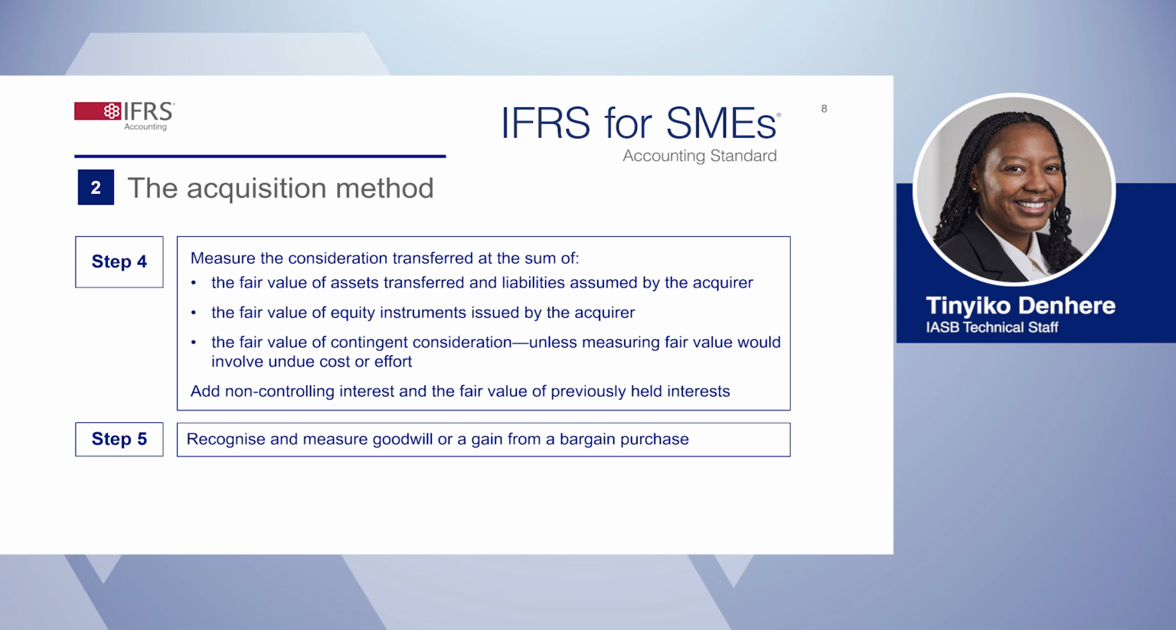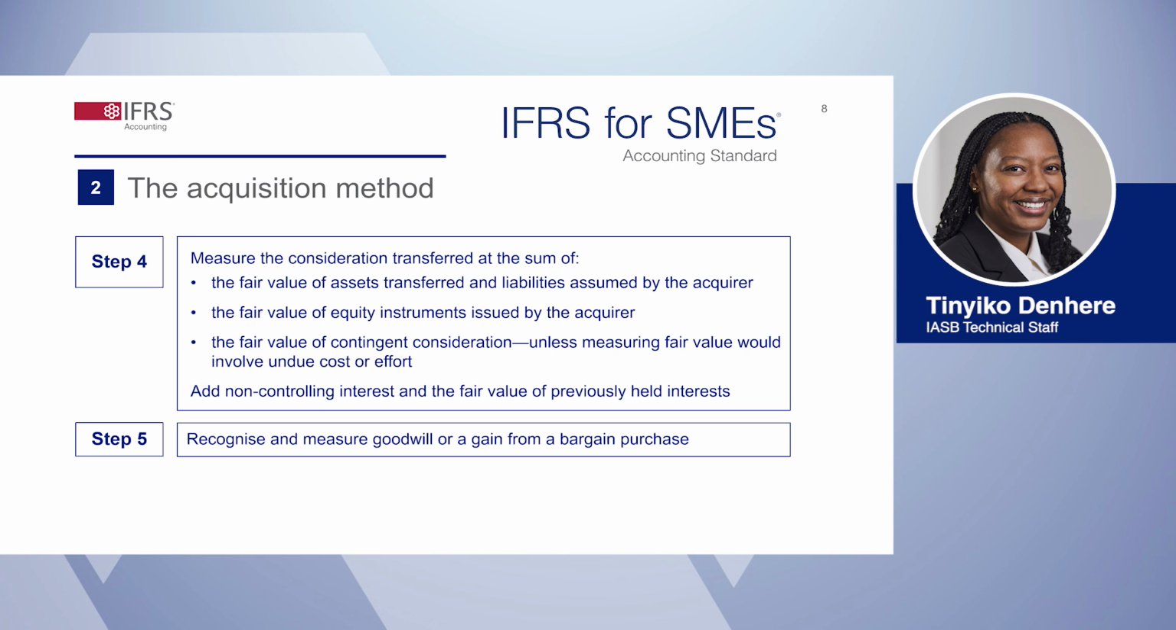This includes the amount recognized for previously held interests. For example, an SME might obtain control of an entity in which it previously held 40% interest. In that case, consideration transferred includes the fair value of the 40% holding, even though the SME might not have previously measured this investment at fair value.